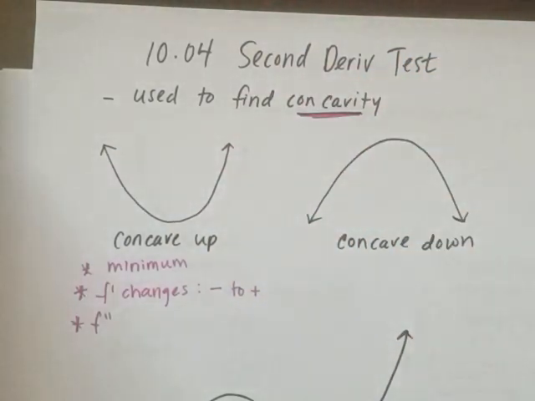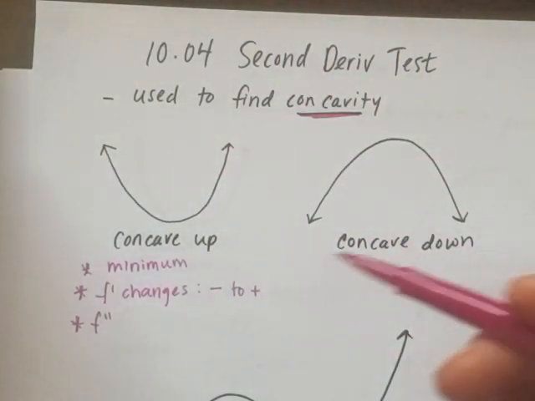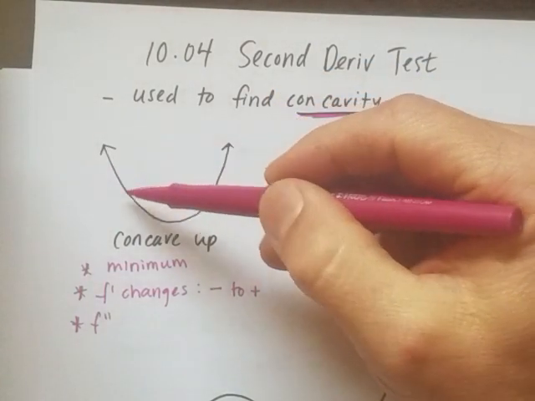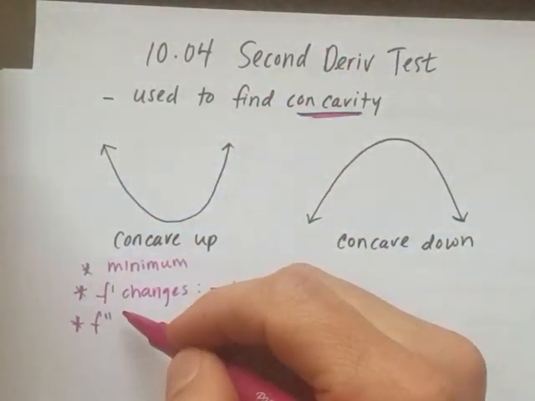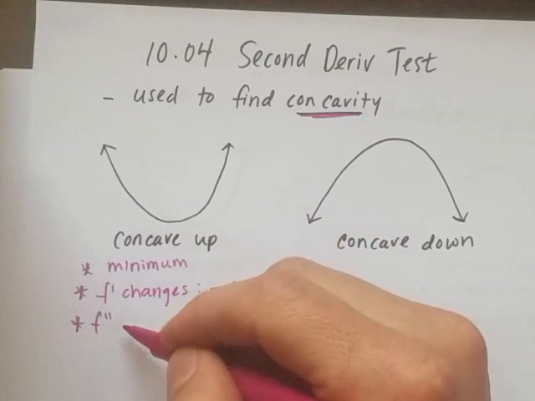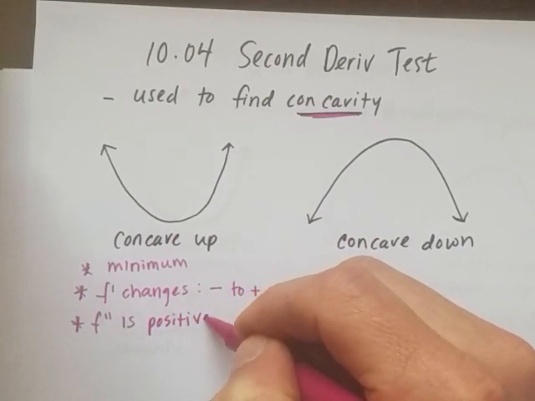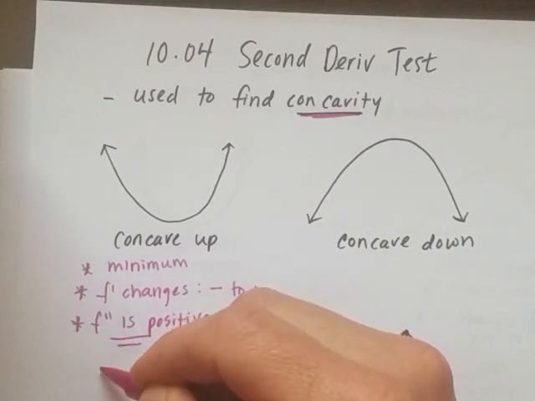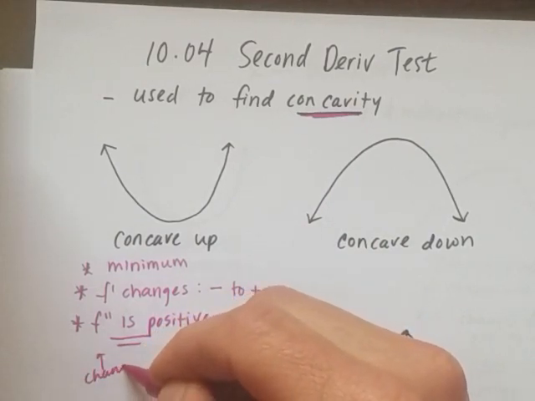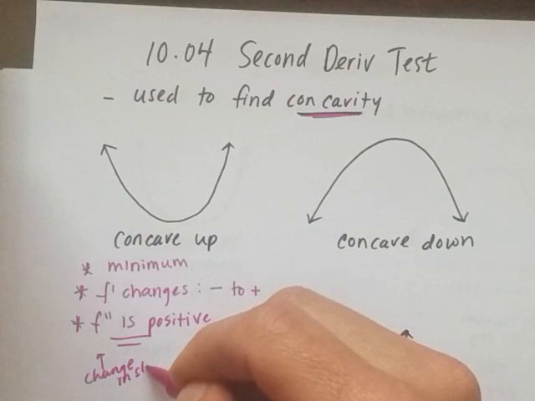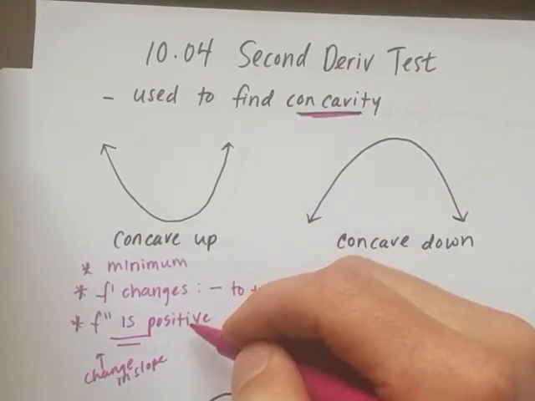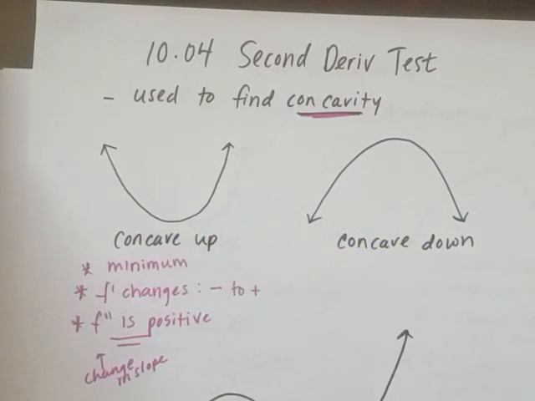So the slope is actually increasing the entire time, right? Think about if you were to compare all the slopes, that would be increasing. So f double prime is going to be positive that entire time. So this is like the change in slope, and this is going to tell us our concavity later on.